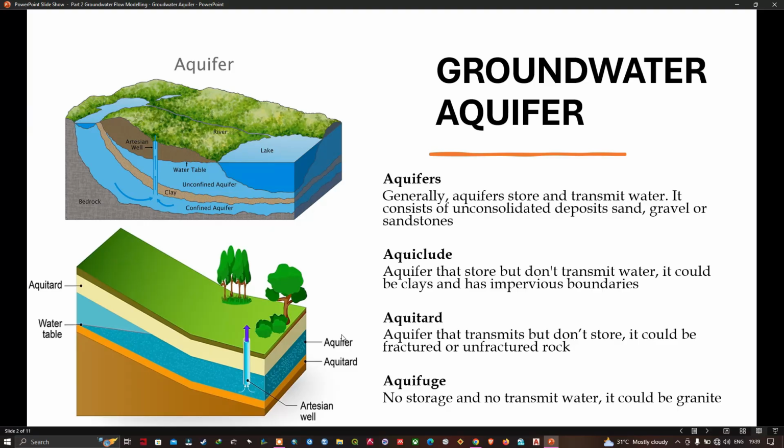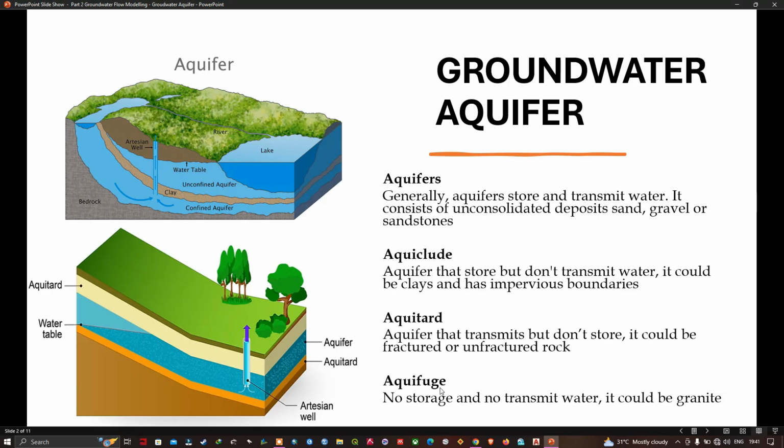So the fourth example is the aquifuge. The aquifuge has no storage and no transmission of water, so it cannot store or transmit water. The example could be granite. Rocks without any fractures or joints can be considered as an aquifuge as a result, so they cannot store or transmit water. An excellent example could be a granite. Let us consider a granite rock without any fractures or joints. It could be the best example for an aquifuge.